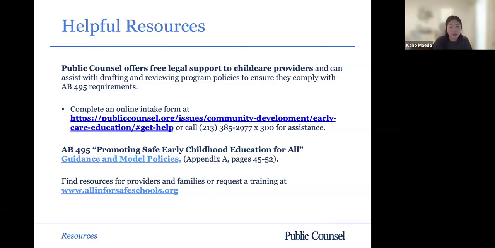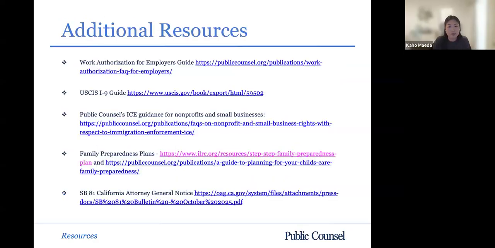And then we will also share links to the AB 495 guidance and model policies. I think that actually already might be in the chat. And then if there are any other resources that you might want to look at, you also can look at the allinforsafeschools.org website for resources for providers and families. And you can also request trainings, which is great. And then we will go to the next slide, please.